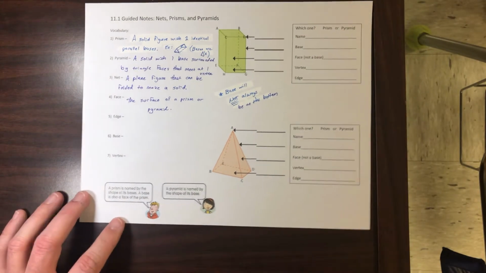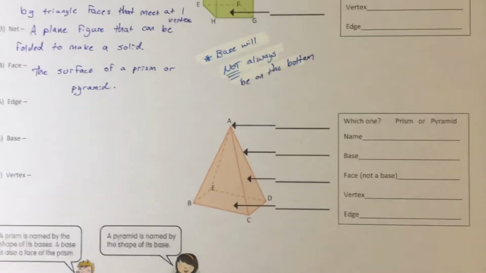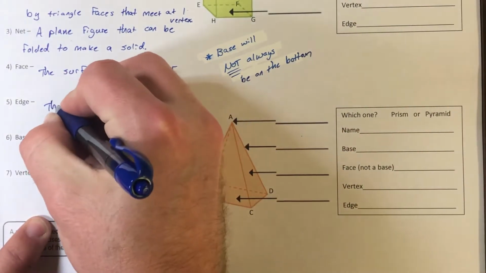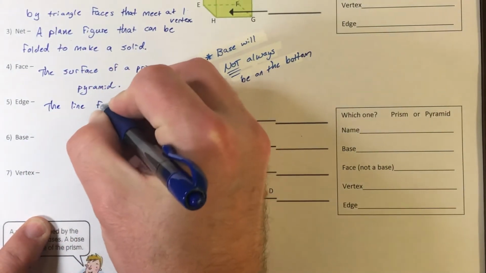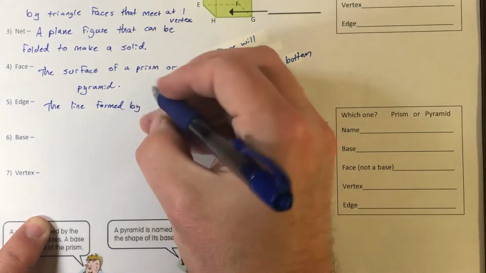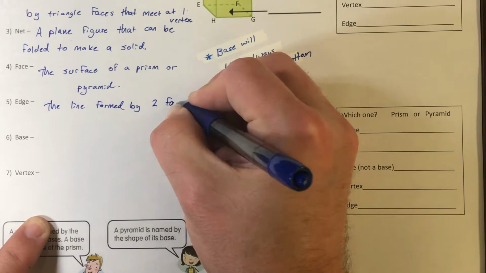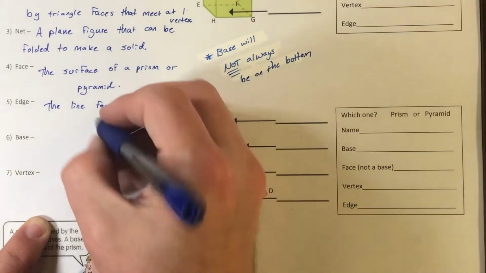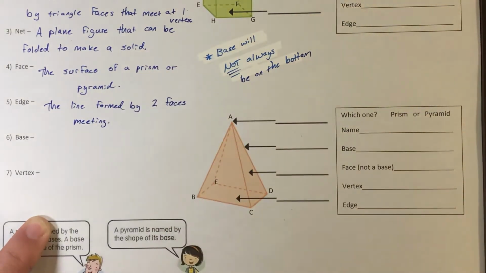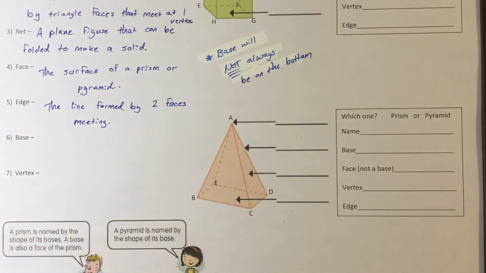All right, next. Edge. Edge is the line formed by 2 faces meeting. The line formed by 2 faces meeting.